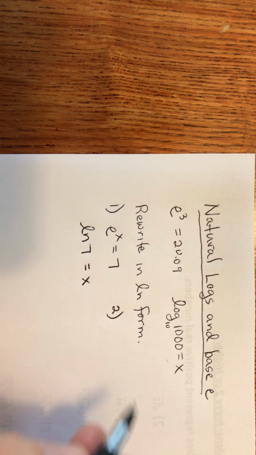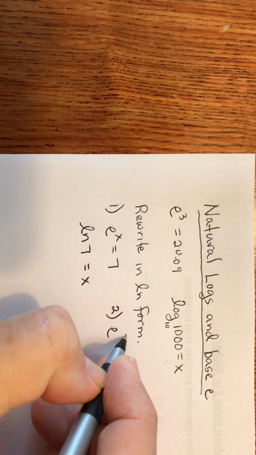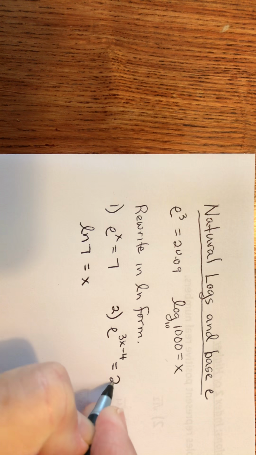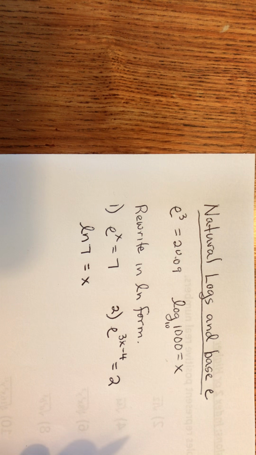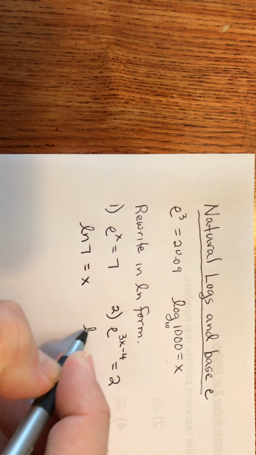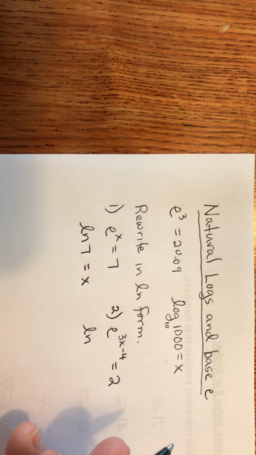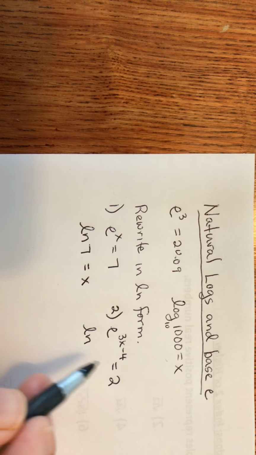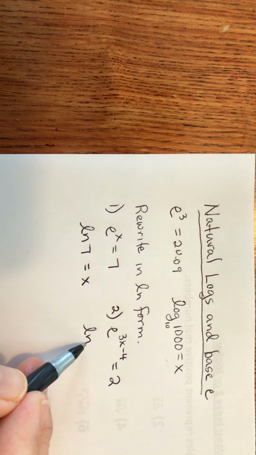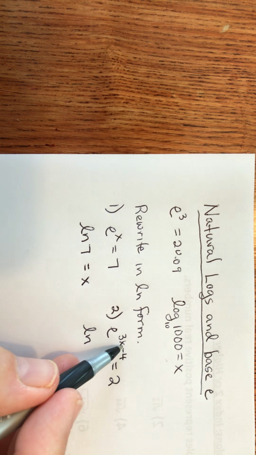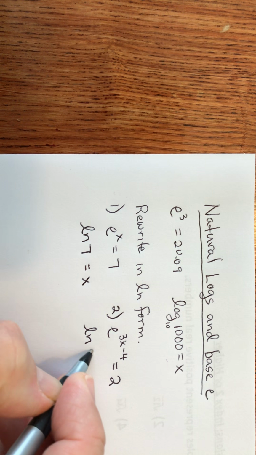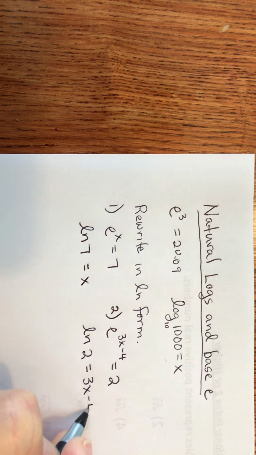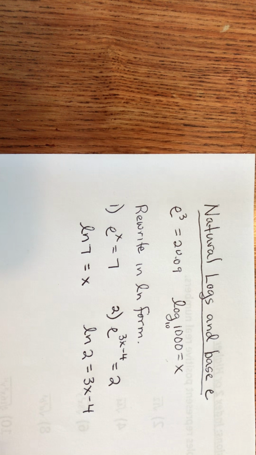And we can get a little more complicated than that. e to the 3x minus 4 equals 2. Because it's base e, I'm going to use a natural log. Any other base I would use log instead of ln. And it's understood that ln has a base of e. Remember, the exponent always goes on the other side of the equal sign, so this would be natural log of 2 equals 3x minus 4. And in a second, we're going to solve some of those problems.